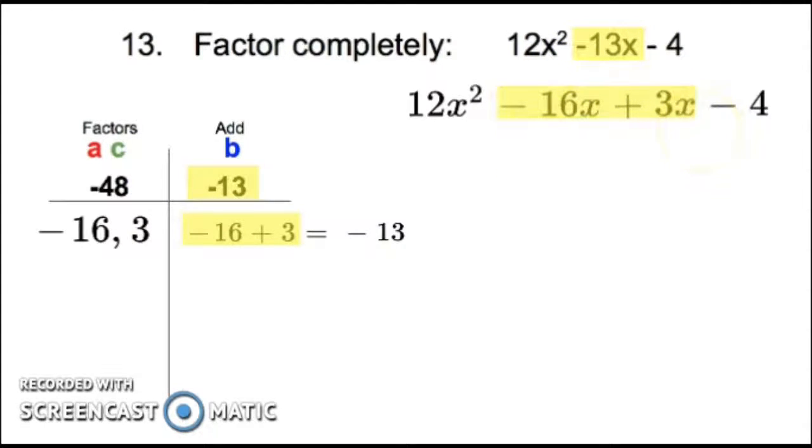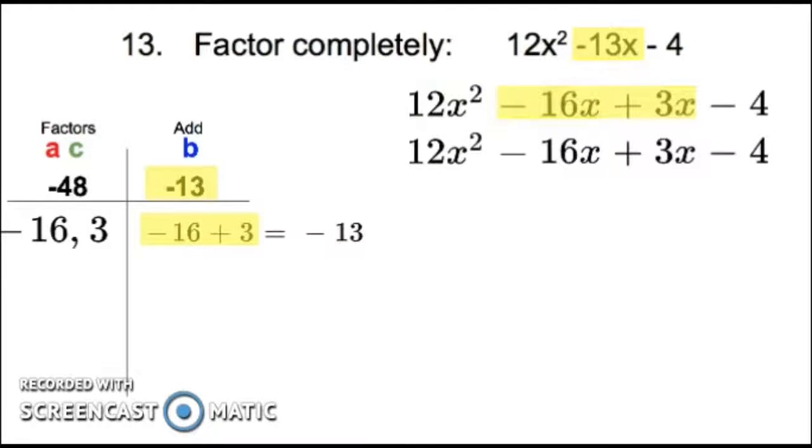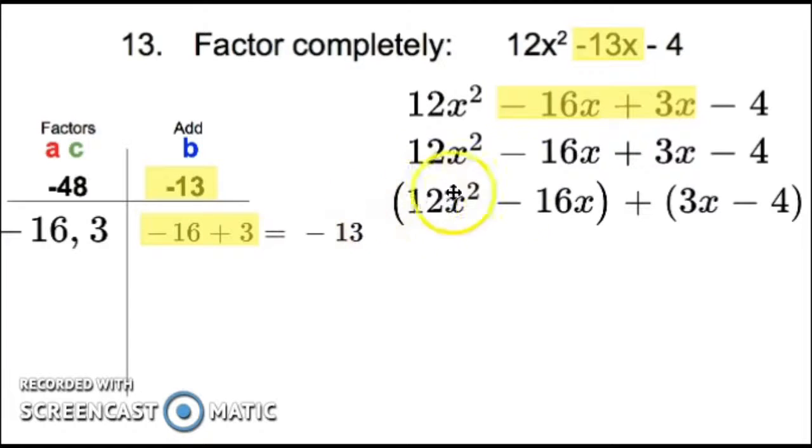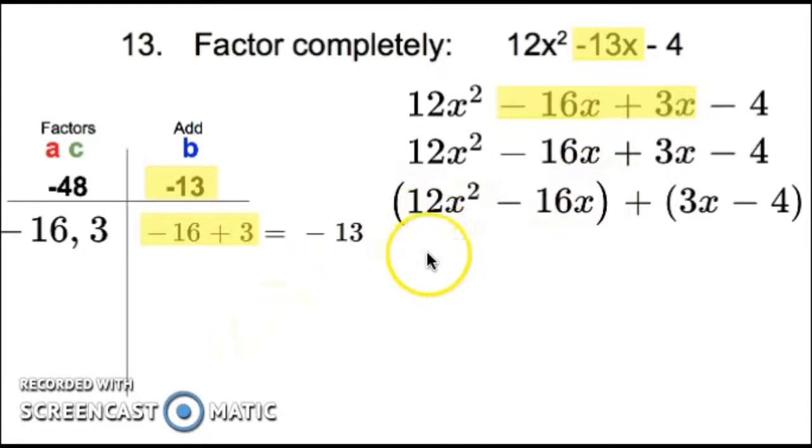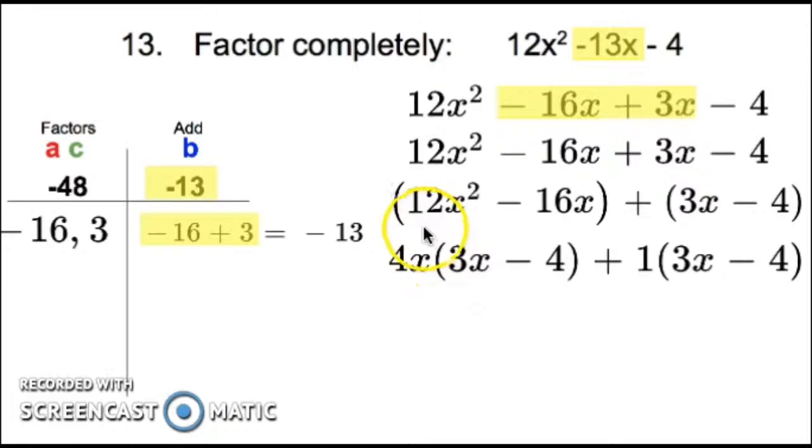So we can factor this by grouping. Once we do that, we put parentheses around each pair of numbers. So parentheses around these two and these two. Now we look for our GCF. The GCF of these two is going to be 4x. You can divide 4 out of both of these and take an x out of both of them. 12x squared divided by 4x is 3x. Negative 16x divided by 4x is just negative 4. Here, the GCF is just 1. And these match as they should. If they didn't match, something was done wrong.